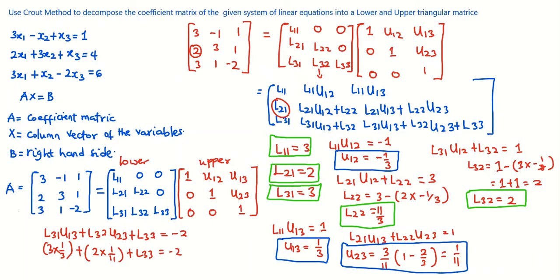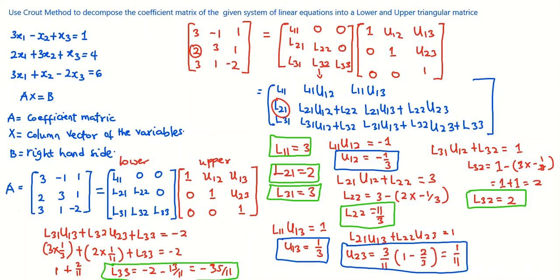So let's simplify this. So we are going to have 1 here, and then plus 2 over 11, right? So 1 plus 2 over 11 will give us 13 on 11. So I'm going to get L33 to be equal to minus 2 minus 13 on 11. So minus 2 minus 13 on 11 gives us a value of minus 35 on 11. So that's for L33. So that's an L. So we're going to have a green rectangle here.